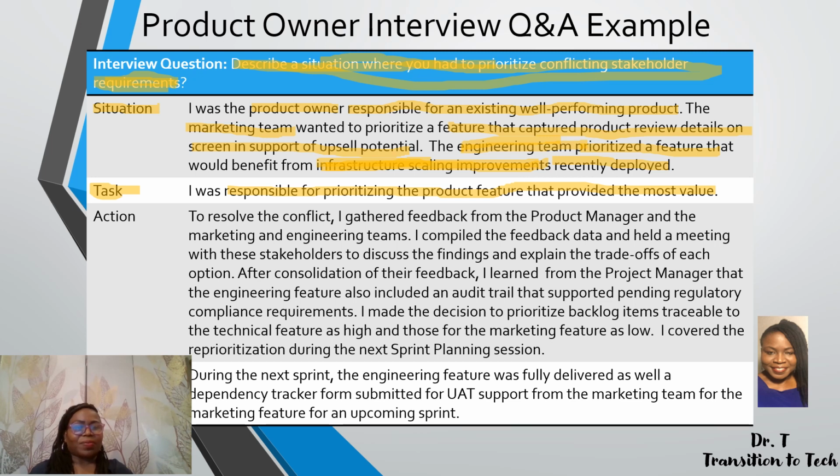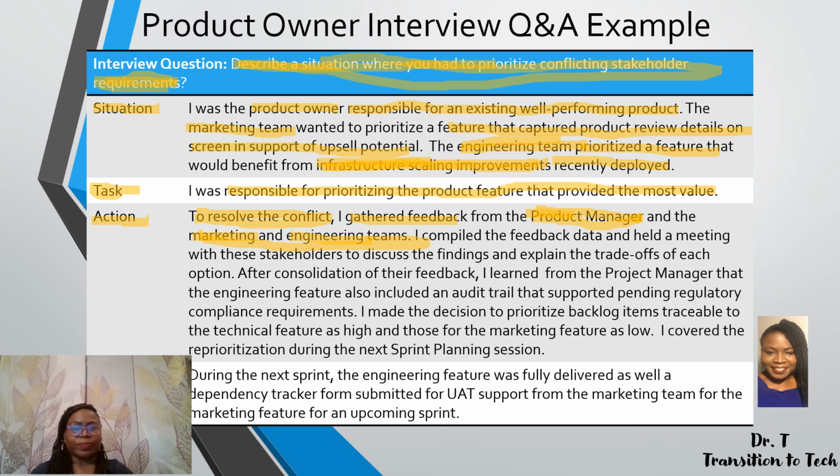So you move on to action. So you had this task of prioritizing. So what actions did you take? So you say, well, I wanted to resolve this conflict, but I had to gather feedback from everyone. I have the marketing and engineering teams here, but I also reach out to the product manager. The product manager owns the strategy for the product.